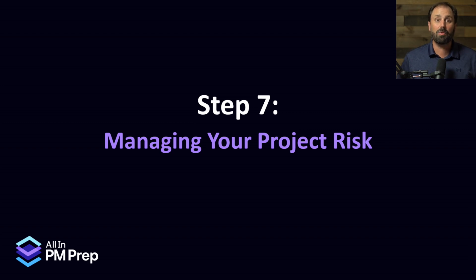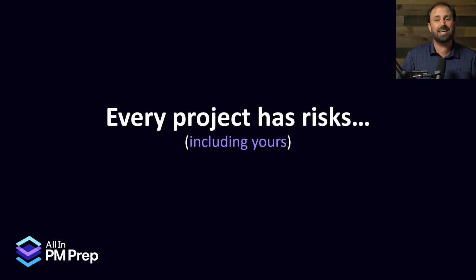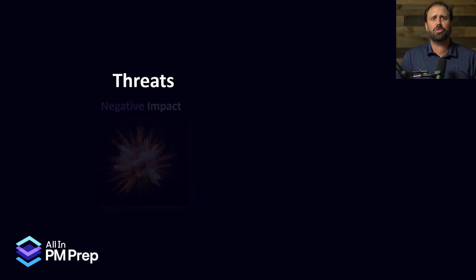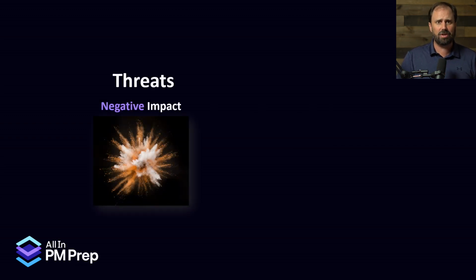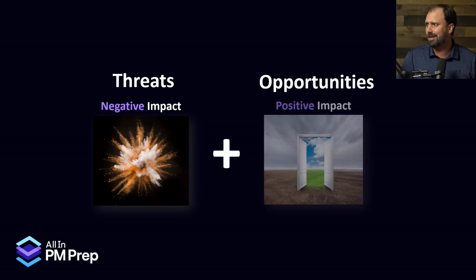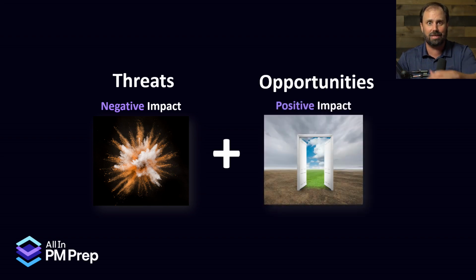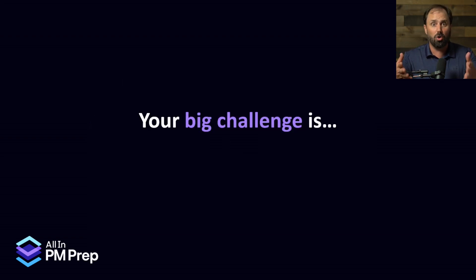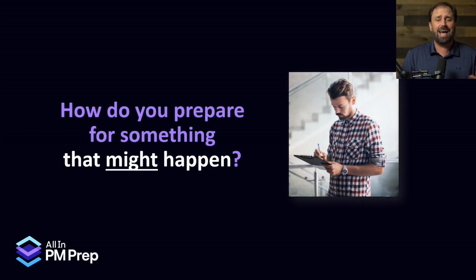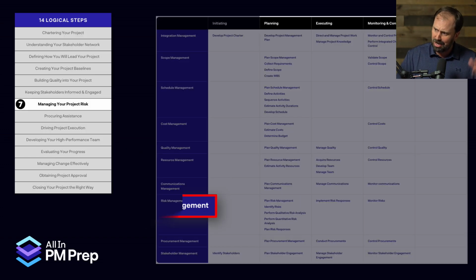Step 7 is all about how we manage your project risk. Now, every project in the entire world has a ton of risks. Yes, including yours. You got threats. Those are the things that can negatively impact your project, and you got opportunities. Those are the things that could positively impact your project. Now, your big challenge is how do you prepare for something that might happen? Well, let's talk about it.